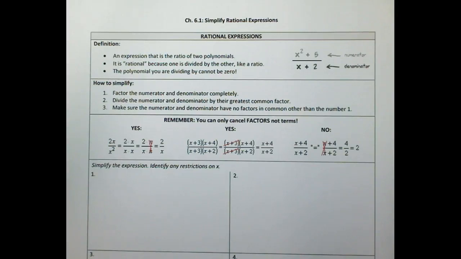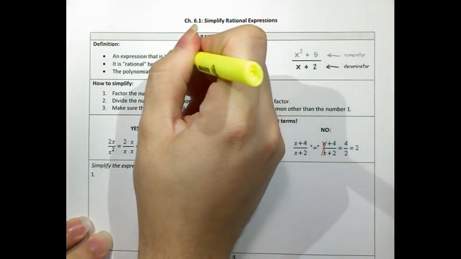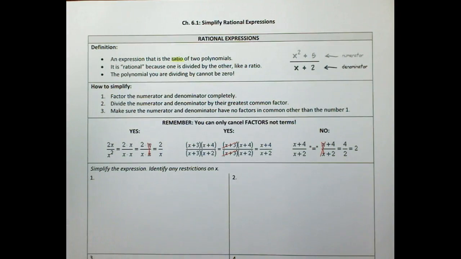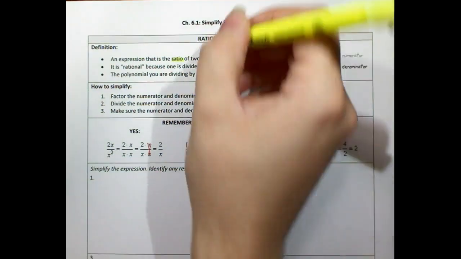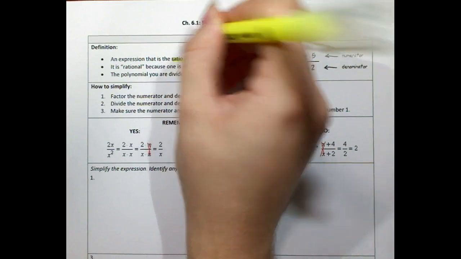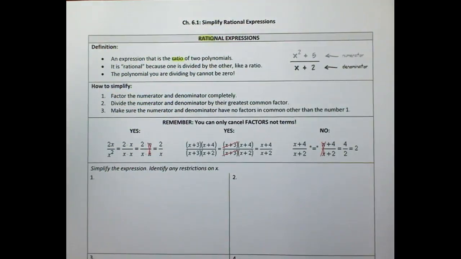All right, guys, this lesson is on simplifying rational expressions. So the first thing we need to do is define what a rational expression is. It is an expression that is the ratio of two polynomials. And notice that ratio occurs in its name. It's the first part of rational.